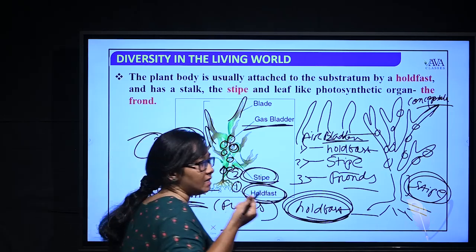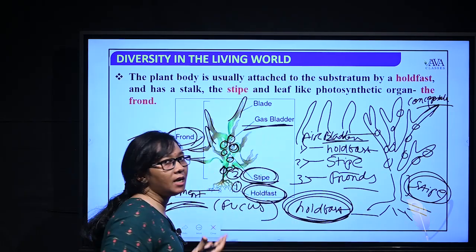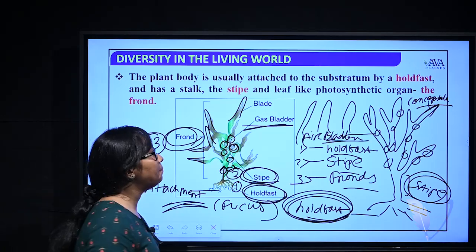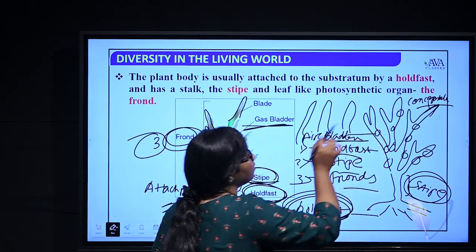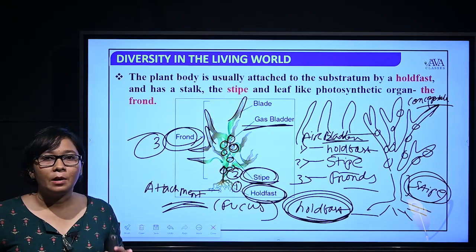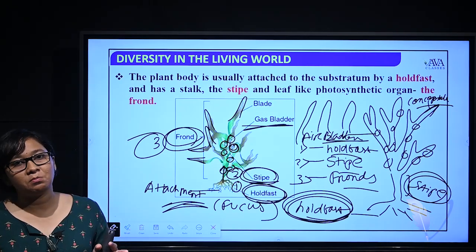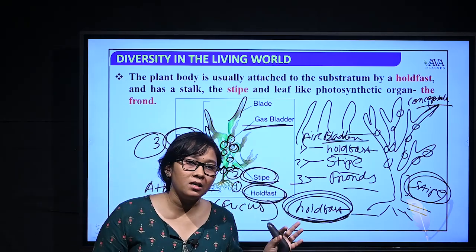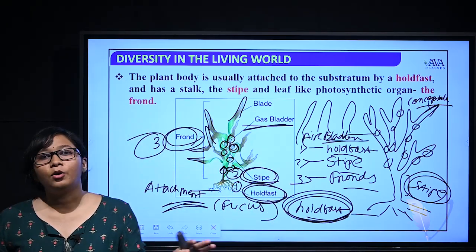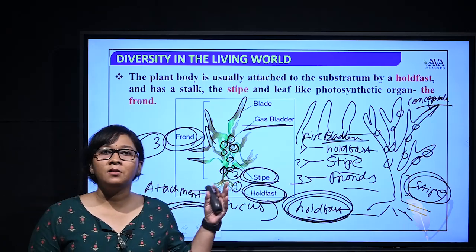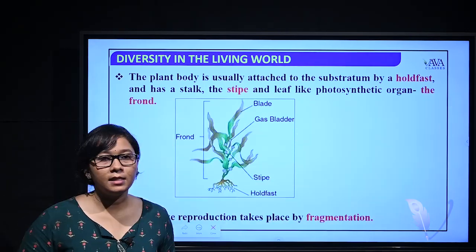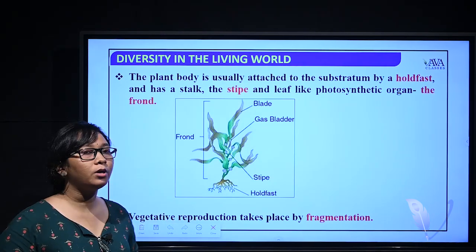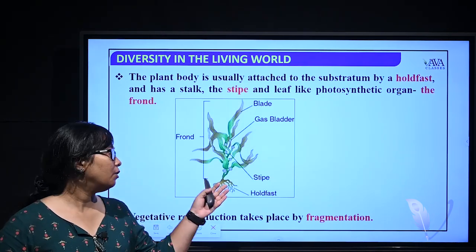Okay, they will slip in our hand because of the gel-like structure or the mucilage present within them. And apart from that, in the frond we see some air bladders or gas bladders present for floating purpose, helping the plants float. Clear? So this is the plant body of your Phaeophyceae. Okay, we took an example of fucus and we discussed.